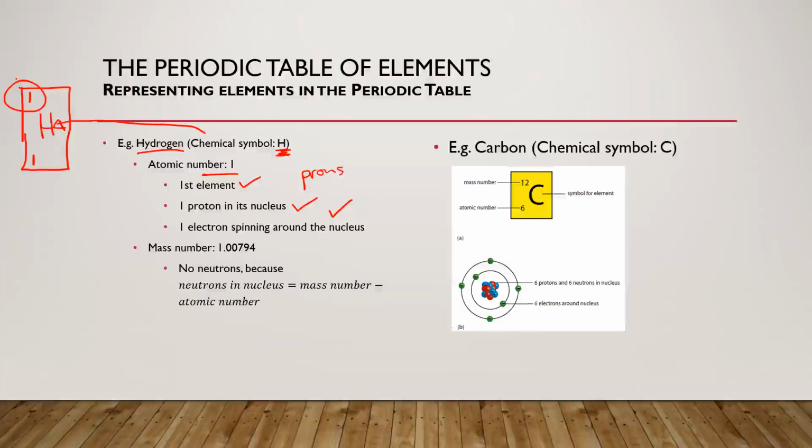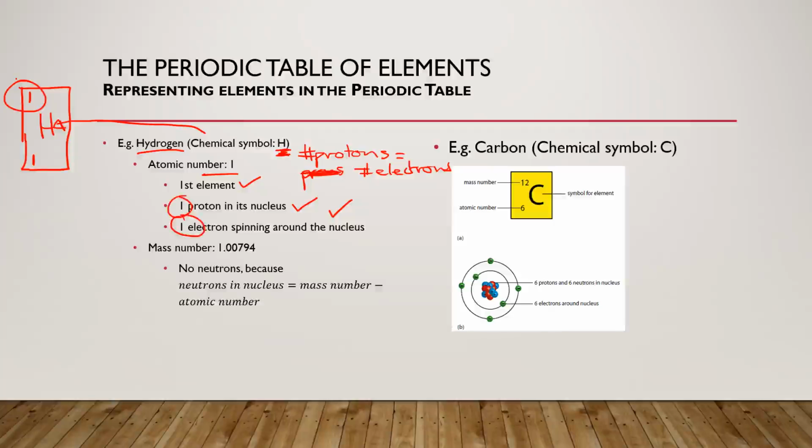What did I just write? Protons. Protons is the same number as the electrons. So the number of protons is equal to the number of electrons. So 1 proton, 1 electron.